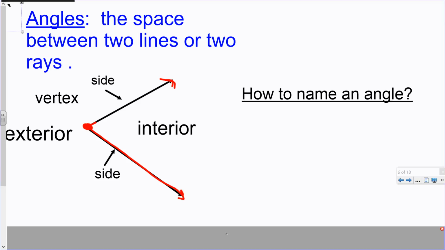The vertex is a corner, and we already know that vertices are corners, right? So that's the vertex of the angle. So you have the exterior of the angle, interior of the angle. We have the sides. We have the vertex. These are the basic parts of an angle.